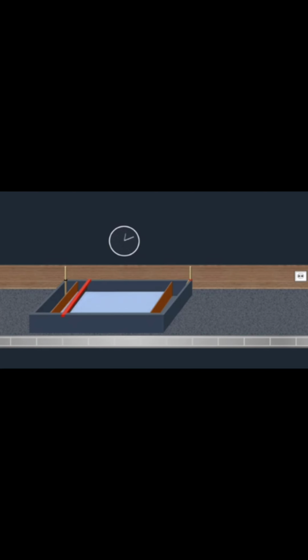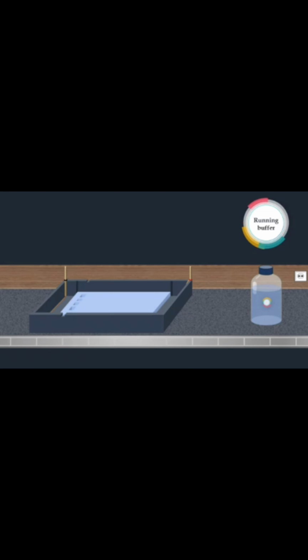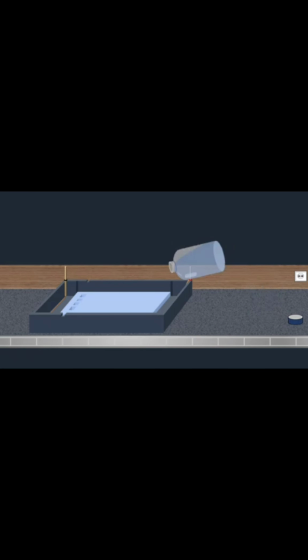Once solidified, the comb is removed carefully, as well as the casting dams. Next, the gel is submerged in a TAE or TBE running buffer, used to maintain the pH at a relatively constant value as well as provide ions that carry a current.